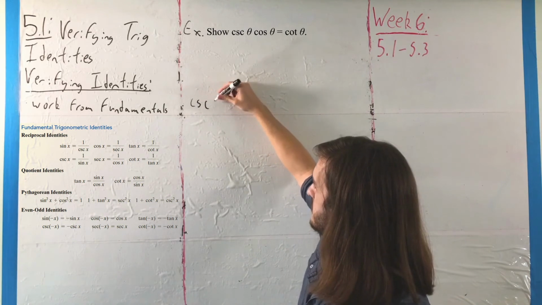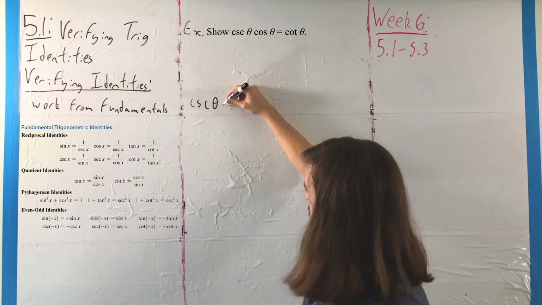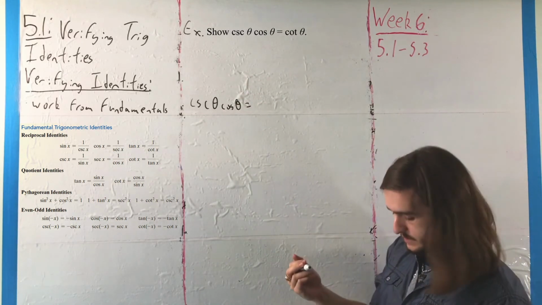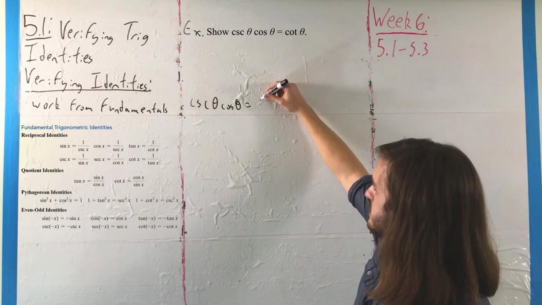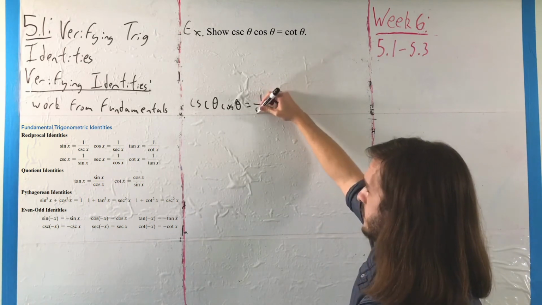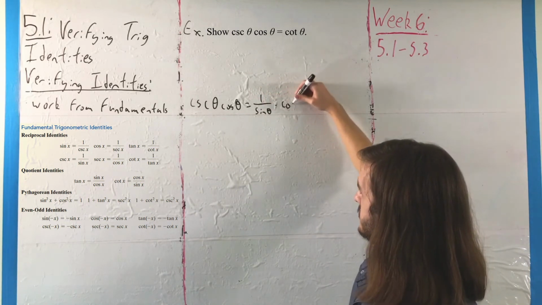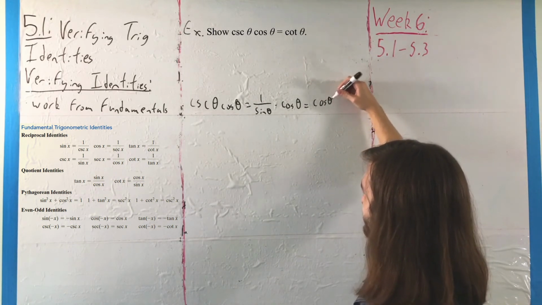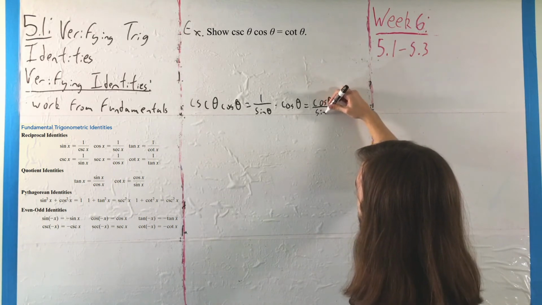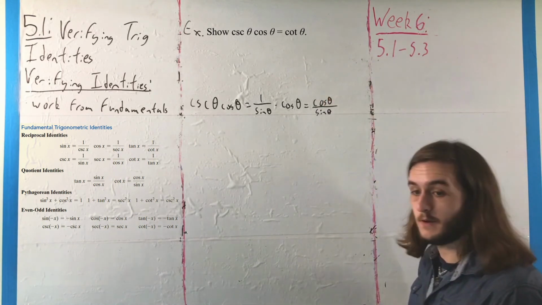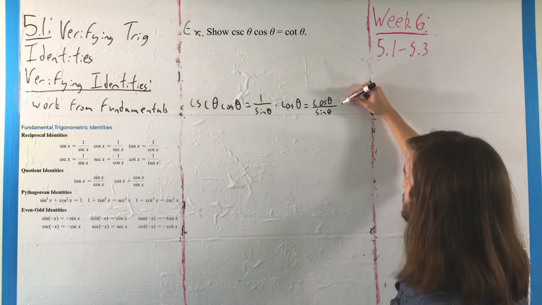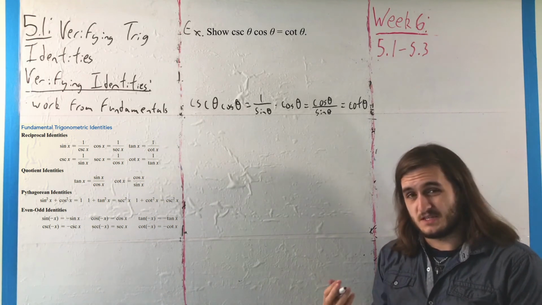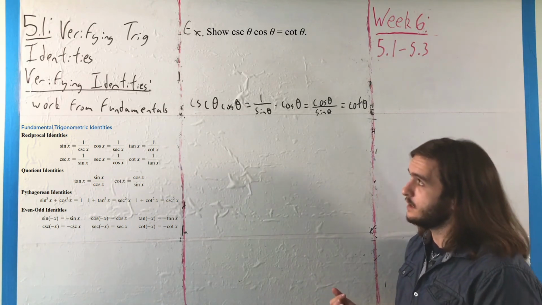cosecant times cosine. What we can do is remember that cosecant is always 1 over sine. So cosecant times cosine is just 1 over sine times cosine. And 1 over sine times cosine can be stuck together as cosine over sine. And by our quotient identity, this is cotangent.